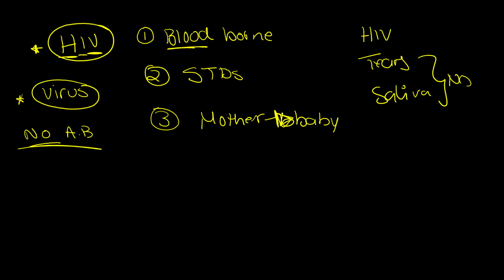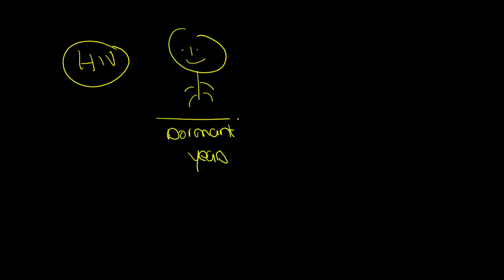HIV, also, we know it's a virus. Fine. Now, what does it do? HIV is a very critical disease because when it infects you, when it enters inside the body, it can remain inside the body dormant for many years. Now, what does dormant mean? Active or inactive? Inactive. Very good. So the HIV can enter inside someone's body and it can be dormant for years.